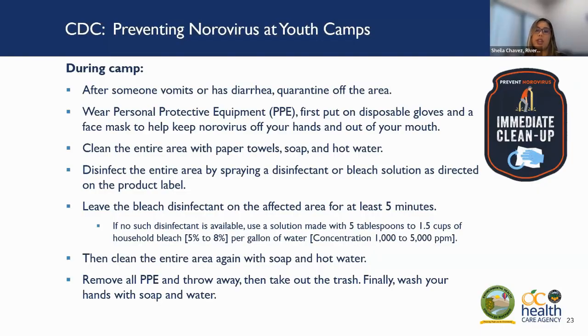And if a commercial disinfectant is not available, then a bleach solution can be made using 5 tablespoons to 1.5 cups of household bleach per gallon of water, achieving 1,000 to 5,000 ppm concentration. Once disinfection is complete, the area should be cleaned again with soap and water. And finally, that PPE should be carefully removed and discarded, and waste should be properly disposed of, and hands must be thoroughly washed with soap and water.